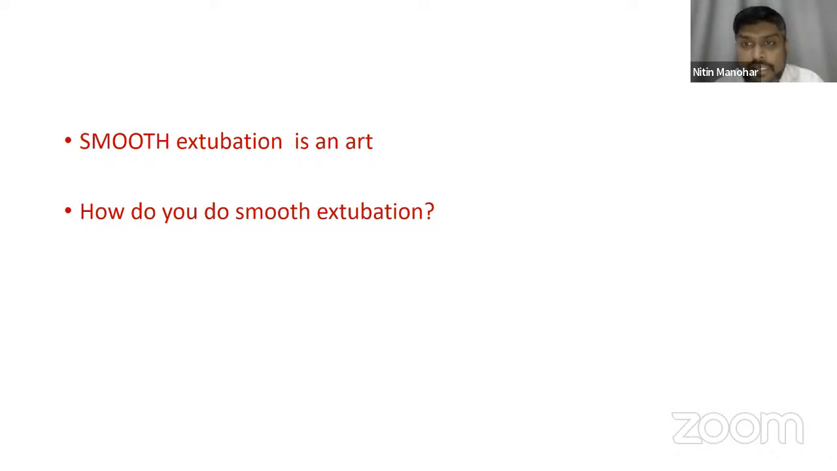So anything else, Dr. Mayank, that you do in your practice to do the smooth extubation? Okay, I think we lost Dr. Mayank there. Dr. Vinay, anything else you want to add?